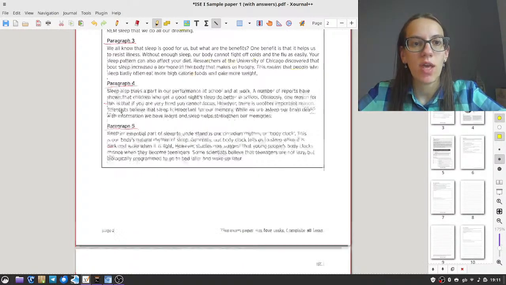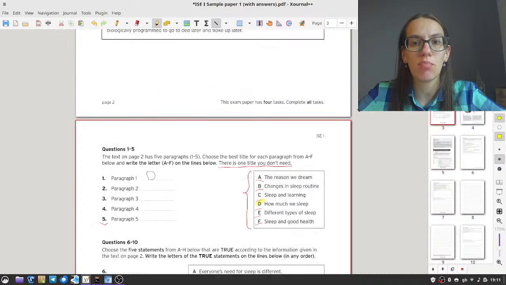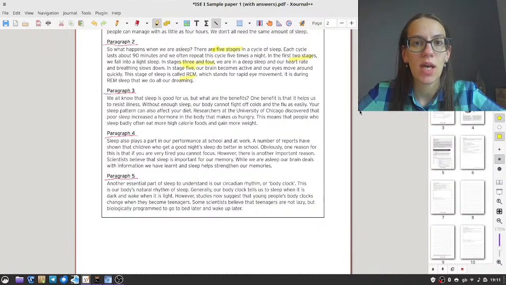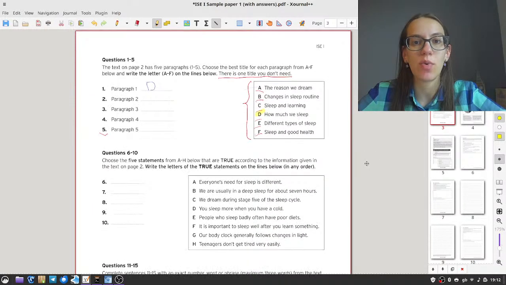Now let's have a look at the titles they give us. So, the reason we dream. We don't really talk about the reason we dream. We do talk about dreaming here, but they don't give us the reason. They just tell us that the stage of sleep where we dream is called REM, yeah, and also it's not the main topic of this paragraph. We also talk about other stages of sleep, so the reason we dream doesn't work here.